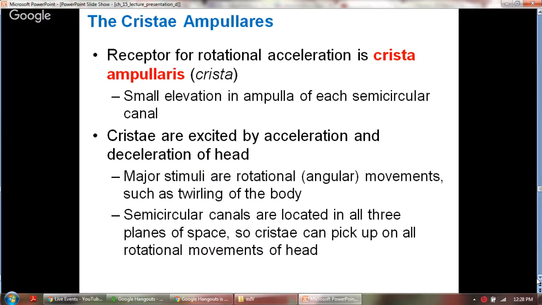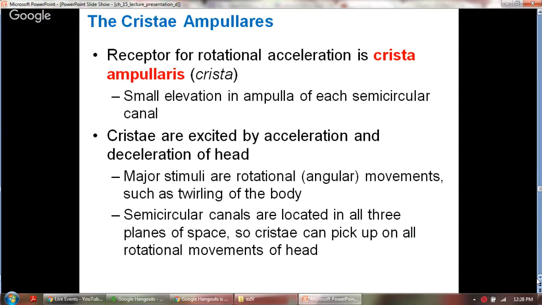With regard to equilibrium, the crista ampullaris is important as well. The receptor for rotational acceleration is the crista ampullaris, or in short form, the crista. It is a small elevation in the ampulla of each semicircular canal, and the crista is excited by acceleration and deceleration of the head.